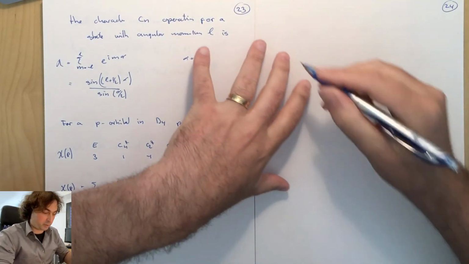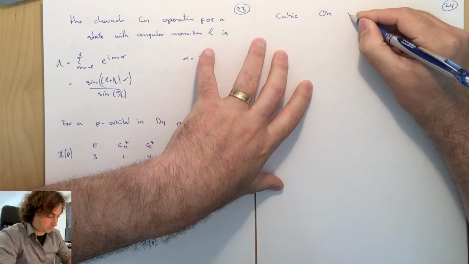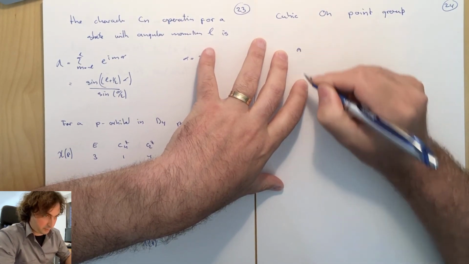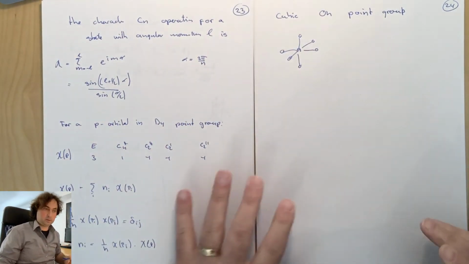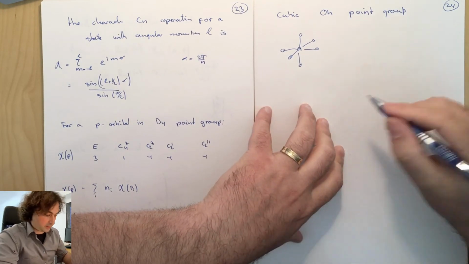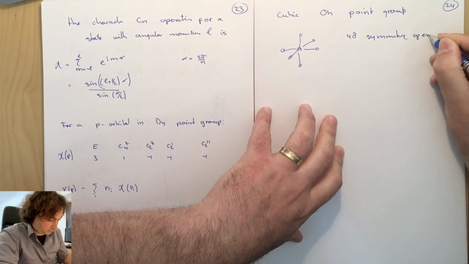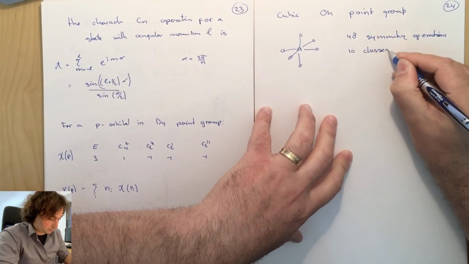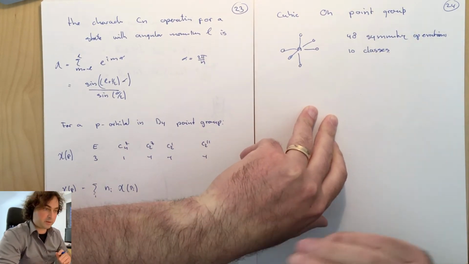One very important group is the cubic point group. Many crystals have cubic symmetry, which is the Oh point group, where we have a central atom surrounded by four atoms, or with six atoms if you have a central atom. And in this point group there are 48 symmetry operations, and they form 10 classes. So we immediately know that we need to be able to find 10 possible irreducible representations.